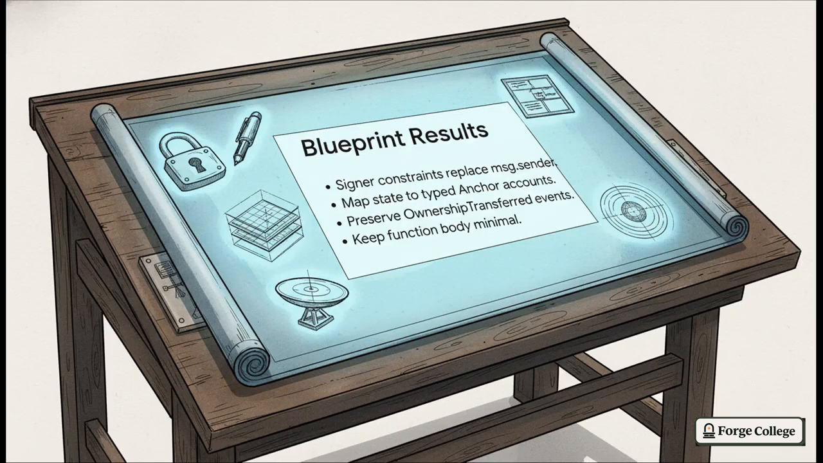Let's break down the exact translation choices we made for this ownership widget. First off, we prioritized high fidelity for security by completely replacing those implicit msg.sender checks with explicit signer constraints. Second, we mapped the contract state directly to a single typed Anchor account, perfectly applying our storage access rule. Third, we preserved the OwnershipTransferred event verbatim because we know external ecosystem tools are definitely going to rely on it. And fourth, because we embraced Anchor's native declarative macros, our actual function body is super minimal. All the heavy lifting is handled by that pre-instruction validation. We successfully balanced security fidelity with idiomatic Anchor mechanics.